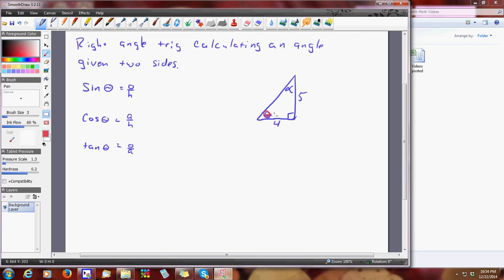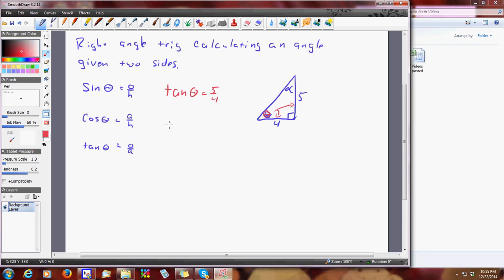So I'm going to say, all right, well, I want to find out this angle. So I have the opposite side, and I have the adjacent side. So which one uses the opposite and the adjacent? Not sine, not cosine, but the tangent does. So it looks like this. The tangent of theta is equal to the opposite over the adjacent. Well, that's no good.